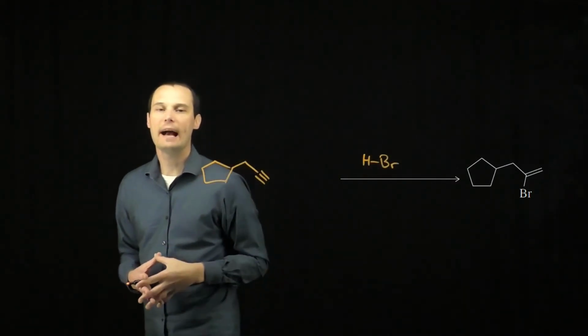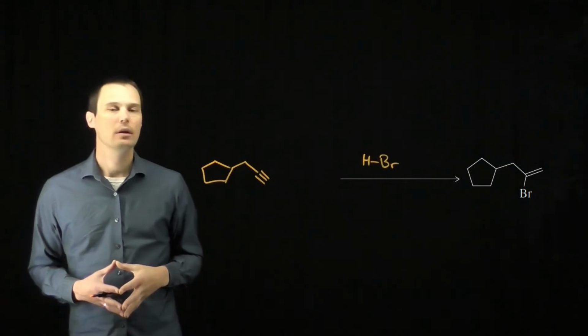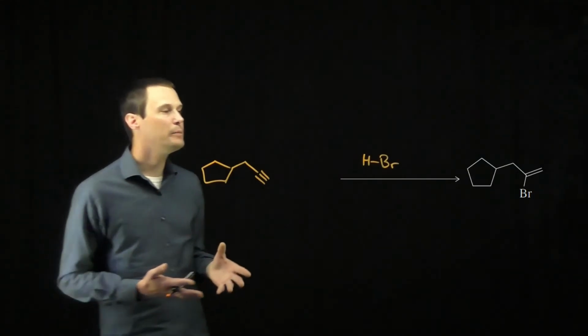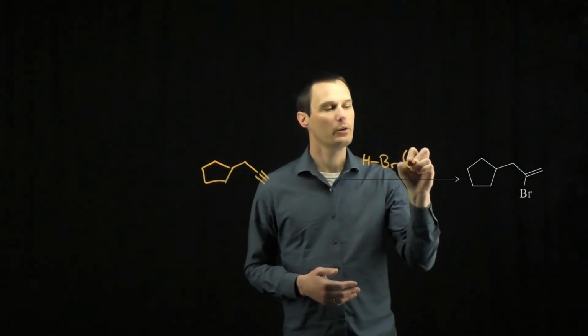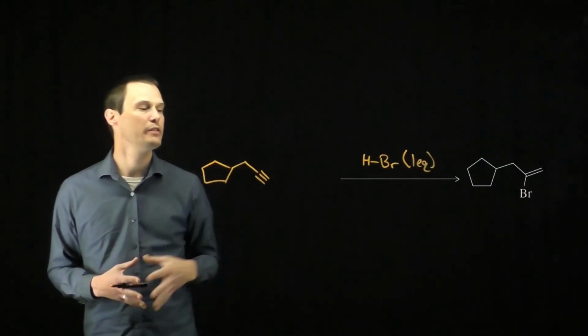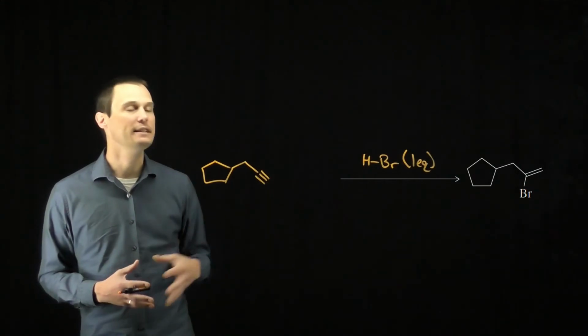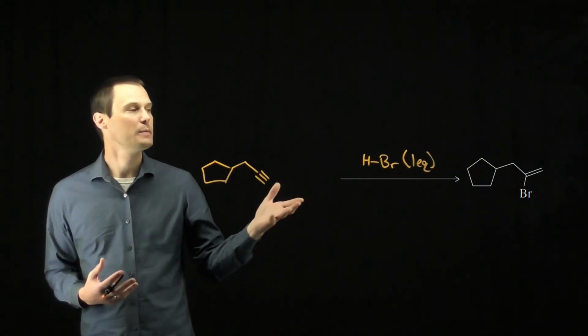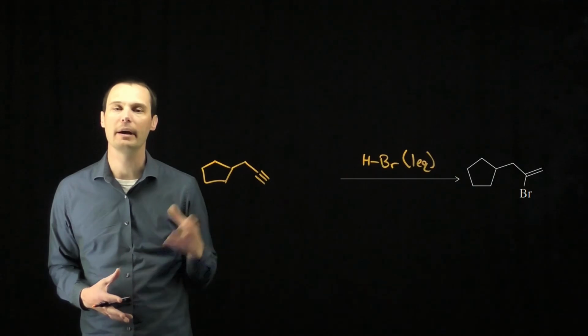HBr would add across the alkyne to form the vinyl bromide. We want to make sure to specify that we're only using one equivalent here, because if we use two equivalents, then we would end up adding two equivalents of HBr across the alkyne, and we'd end up with a dibromide. We don't have that product, so we specify one equivalent to get this vinyl bromide from this alkyne.